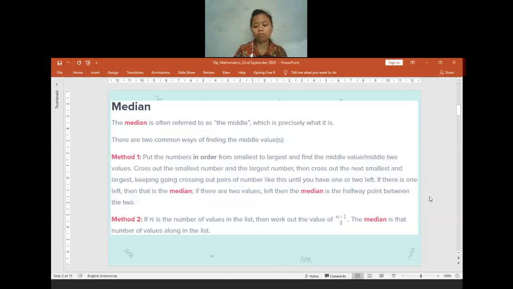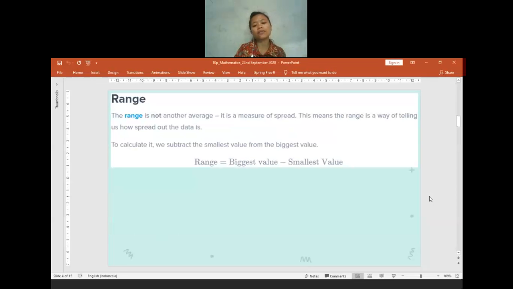Okay, and then the range here is the difference between the highest value and the smallest value. You have to subtract them, highest minus smallest. After that, you will get the range.